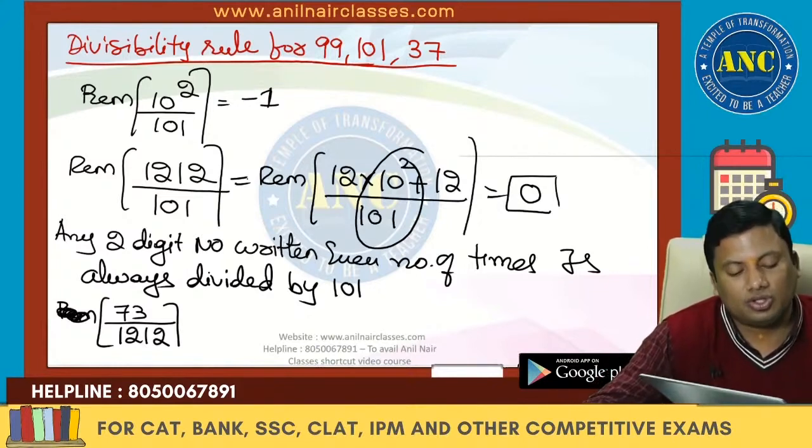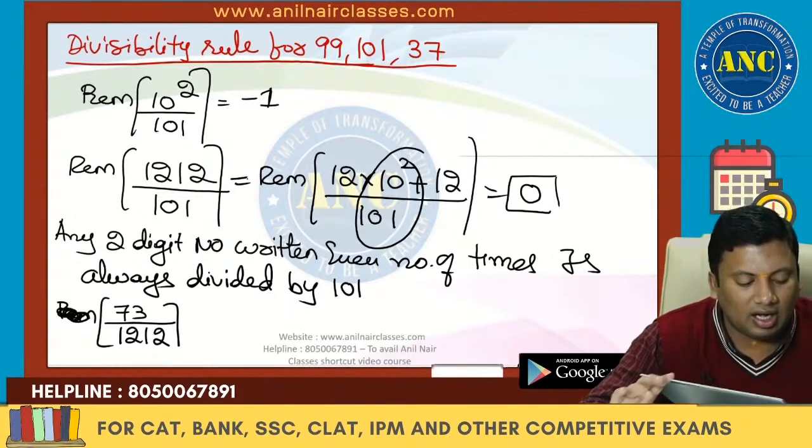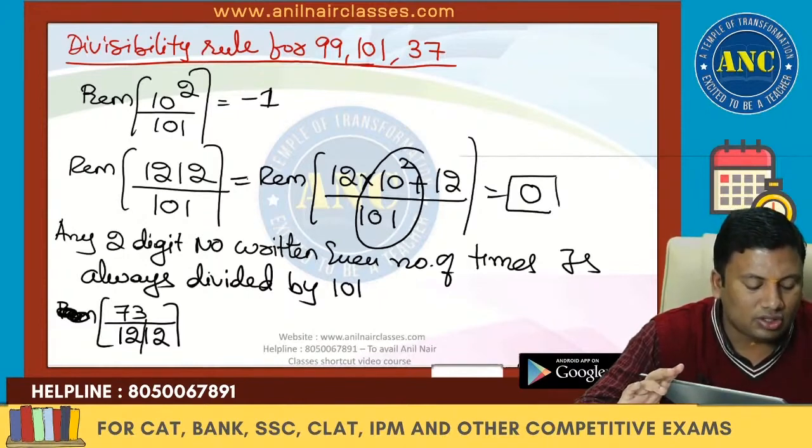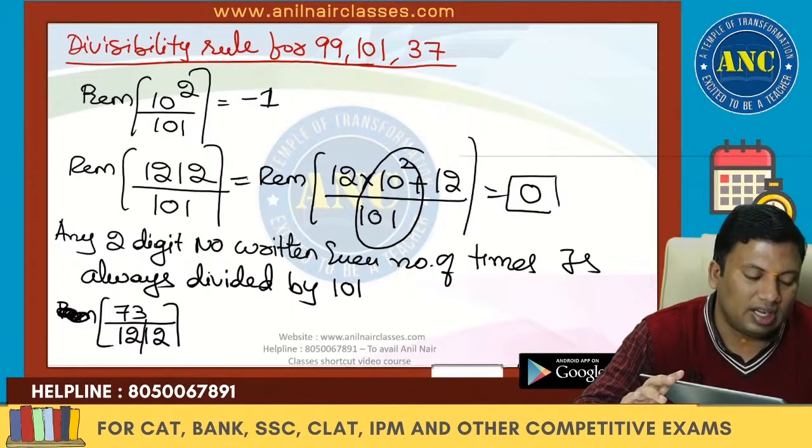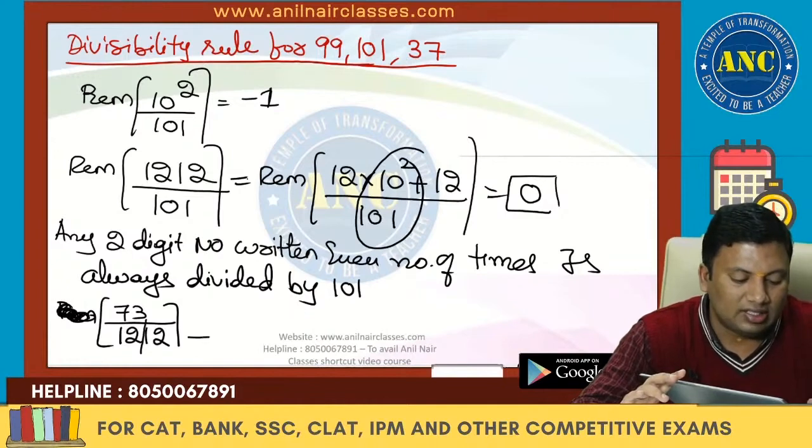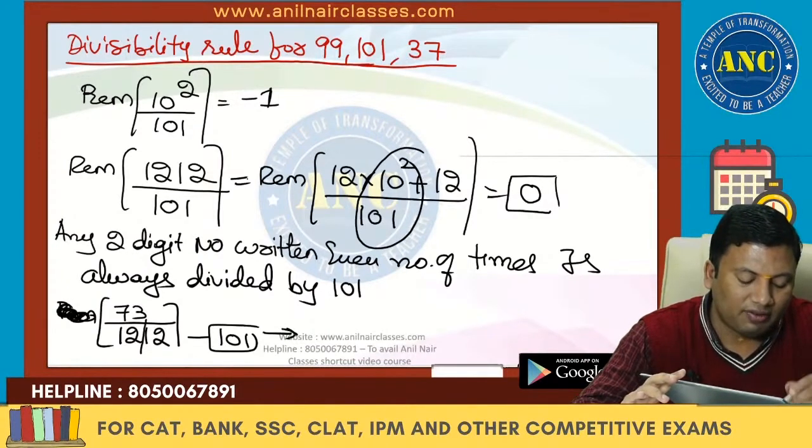73 divided by 1212. The question is, we have to check whether it is terminating or recurring. 1212 is a 2-digit number written an even number of times. It is divisible by 101, which is a prime number. So the answer for this question is recurring decimals.